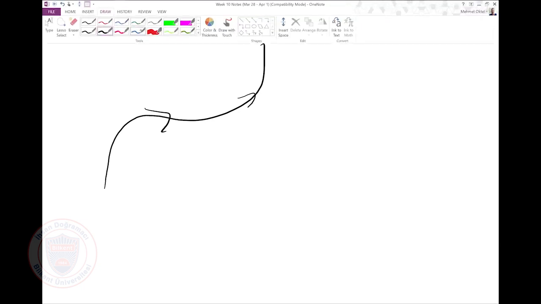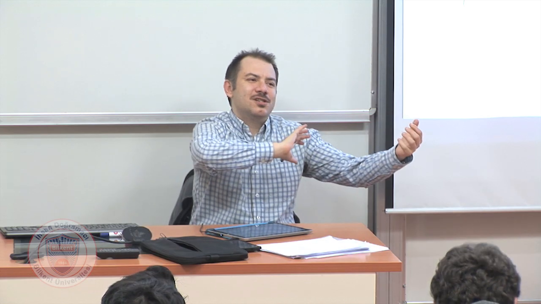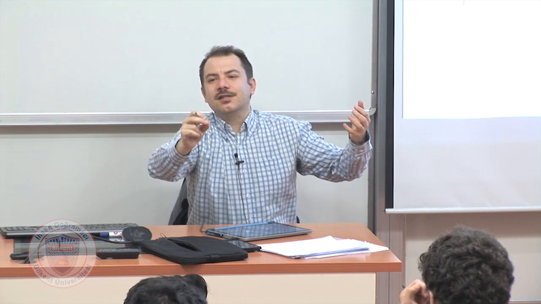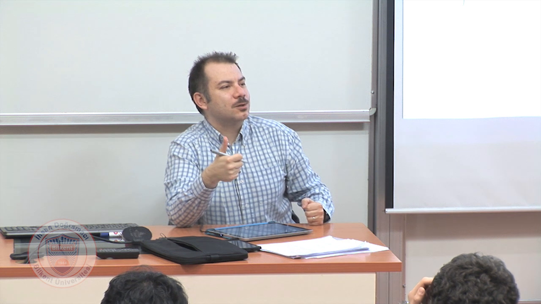So the idea is the following. If I have some current carrying wire, I would like to calculate what kind of magnetic field it will create at some point in space. Now there are two ways, and this is pretty much like what we did for electric fields, right? We said if I have a charge distribution in space, what's the electric field created by this charge distribution? And we had two tools at our disposal.